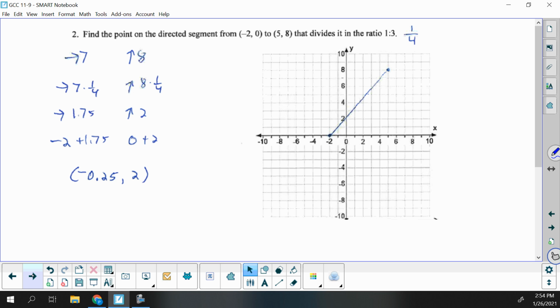When you move right, you add to the X. So -2 plus 1.75 gives us -0.25. We end up going up 2. So up you add to the Y. So 0 plus 2 gives us 2 for the Y value.